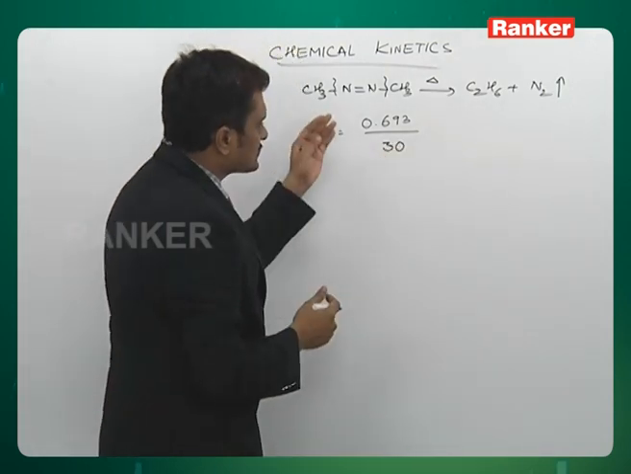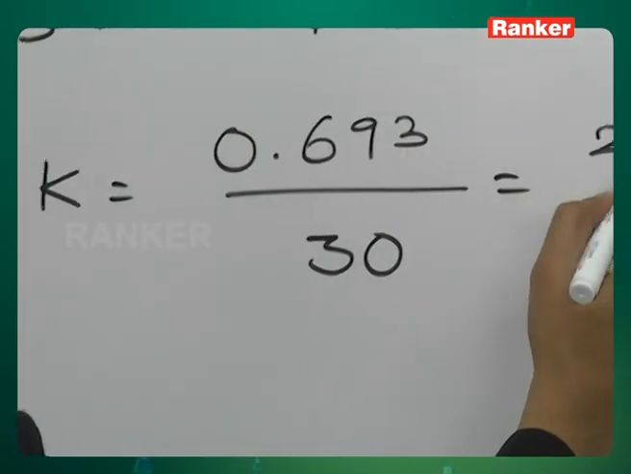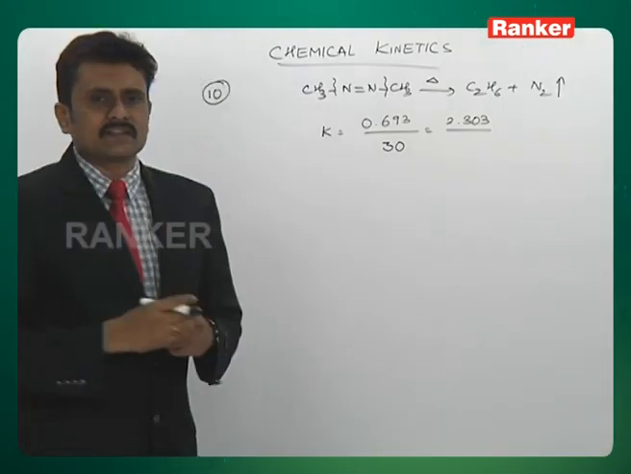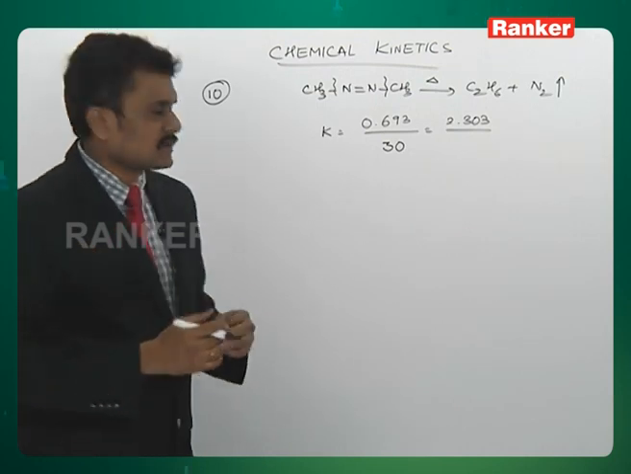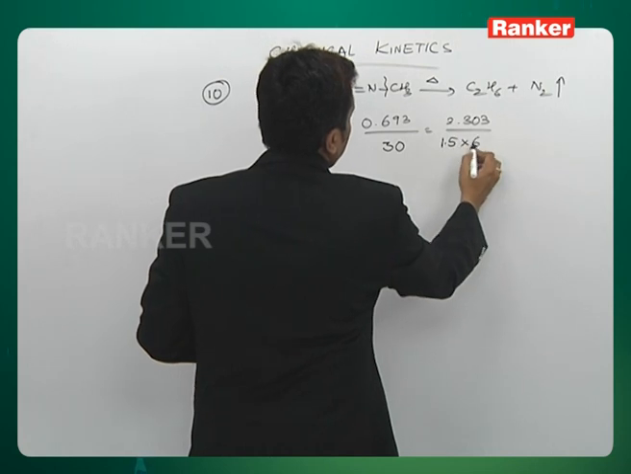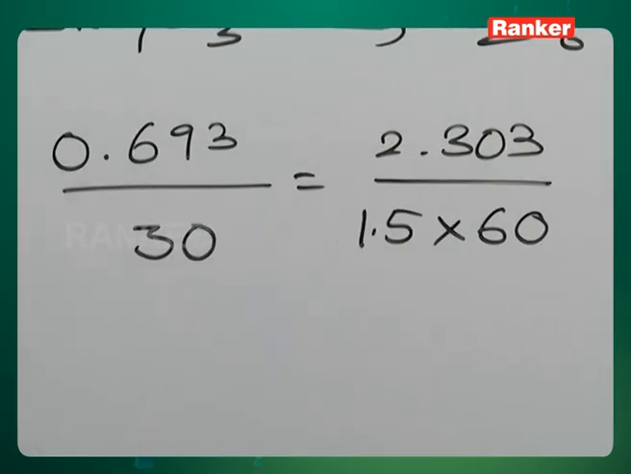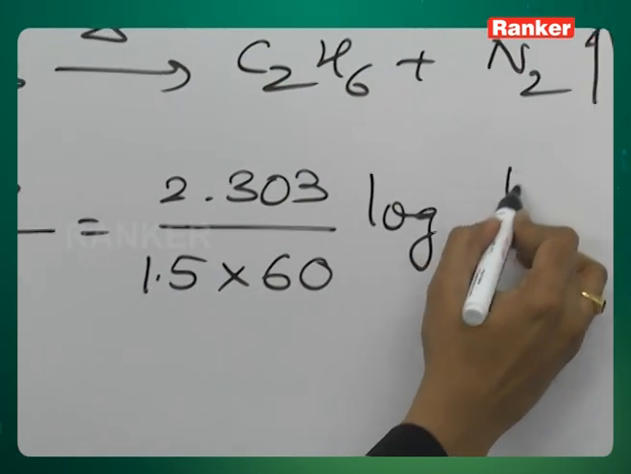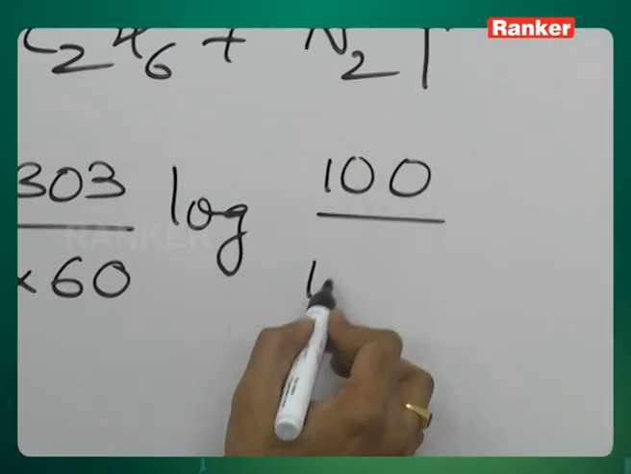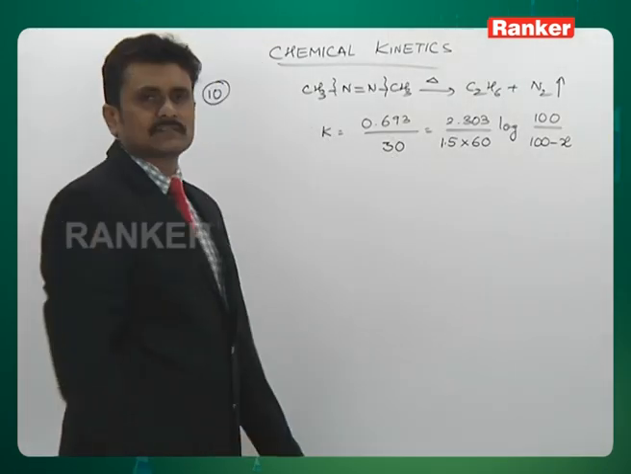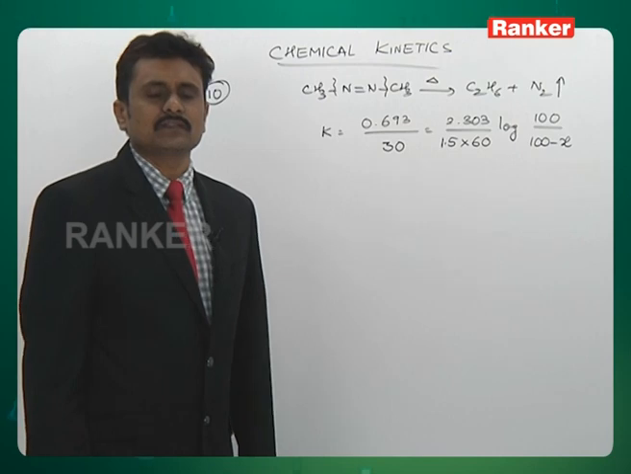K is equal to 0.693 by T half is equal to 2.303 divided by the running time of this reaction, which was found to be 1.5 hour. This is given in minutes, hence I will be converting that into minutes as well. So, this many minutes into log of the initial, which I will assume as 100, and the reacted or decomposed, which I assume as x, the remaining will be 100 minus x.